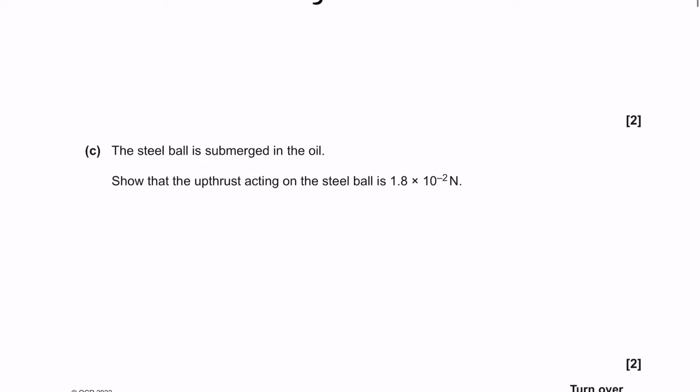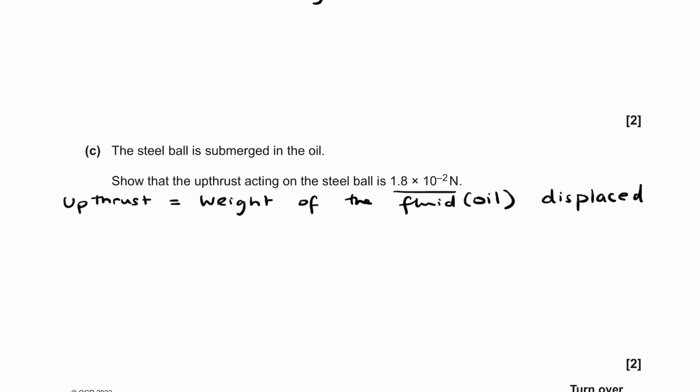So for part C now, it says that the steel ball is submerged in the oil. Show that the upthrust acting on the steel ball is this much. Okay, so we know that the upthrust acting on the steel ball is equal to the weight of the fluid displaced, of the oil displaced. Okay, and we can simply work out the weight of the oil displaced by working out force using the fluid pressure. We know that pressure in general is equal to force divided by area, the cross-sectional area, and we know that force therefore is equal to pressure times the area, and the pressure over here is rho GH, as it's a fluid.